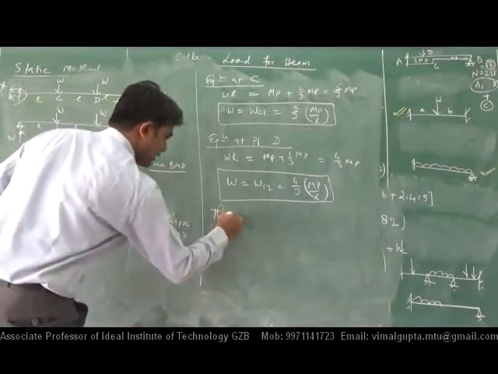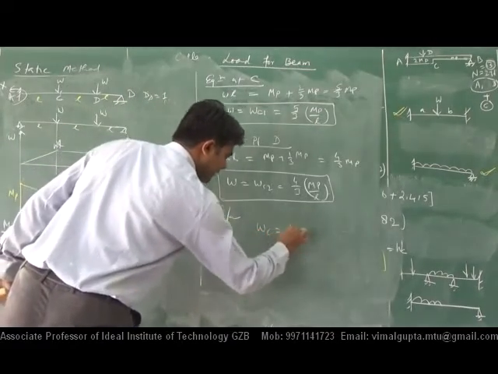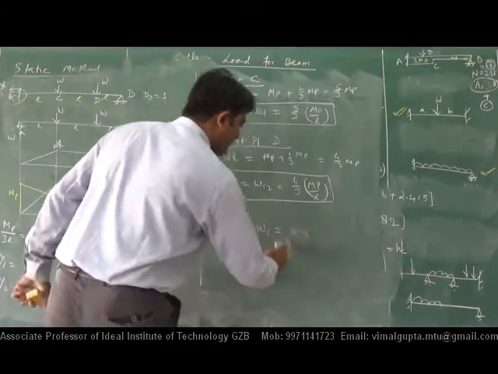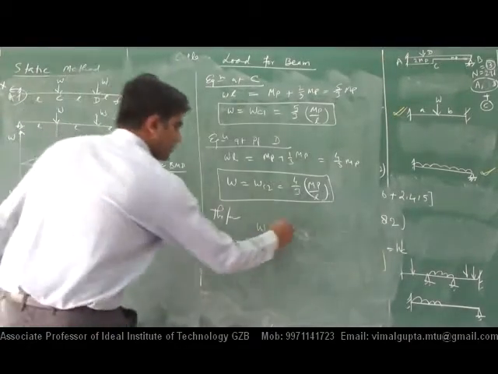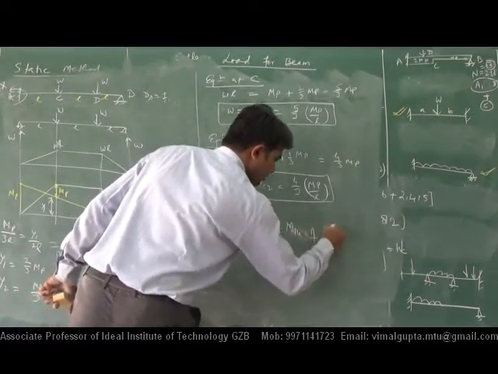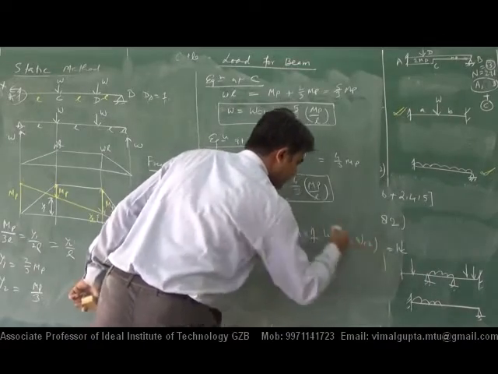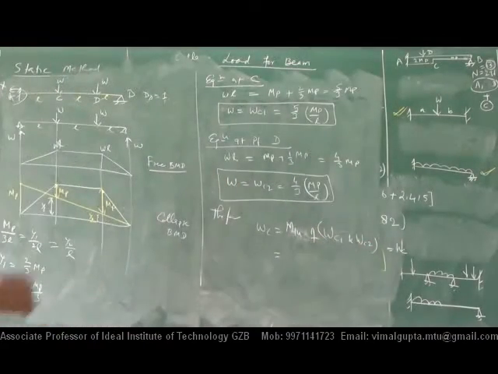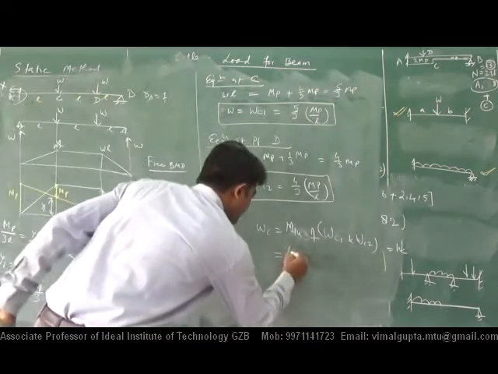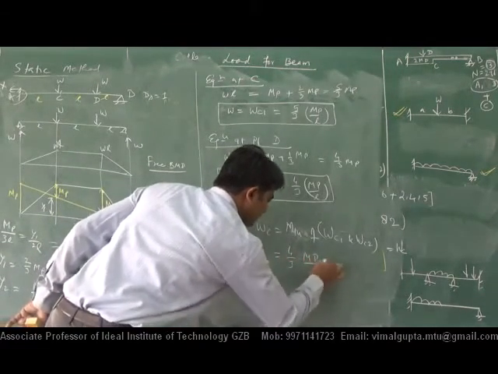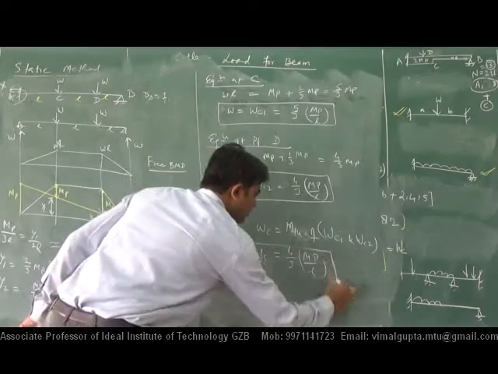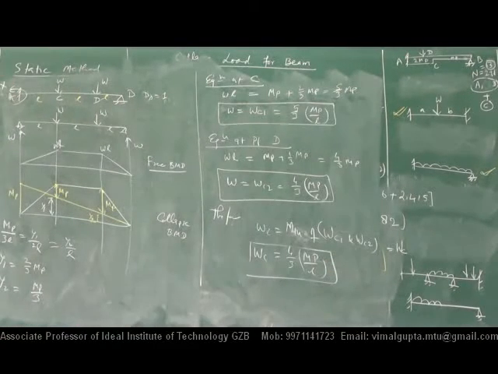Therefore WC will be the maximum or minimum of WC1 and WC2, which is 4 by 3 MP by L. That is the value of collapse load for that case. Okay, I did that question by static method. You can also solve it by kinematic method.